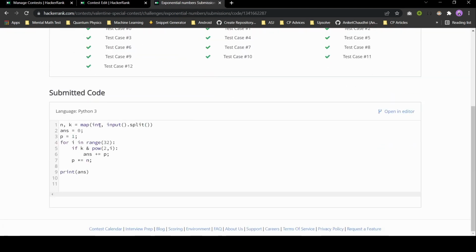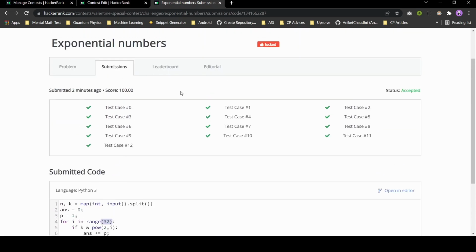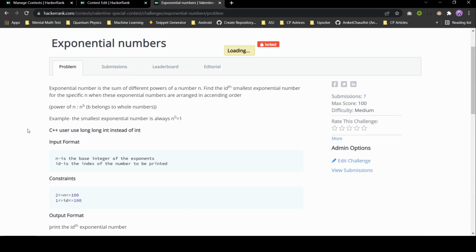Also let's talk about the time complexity. You are using a for loop and you are iterating 32 times, and there are no more for loops, so the time complexity is just O of 32, or you can just say O of 1. That's a very low time complexity. So that's all for exponential numbers. Thank you.